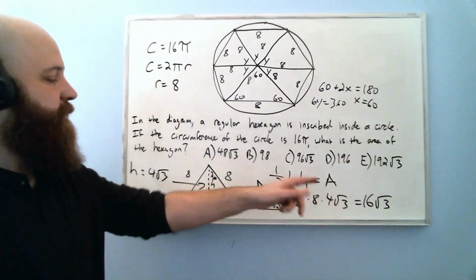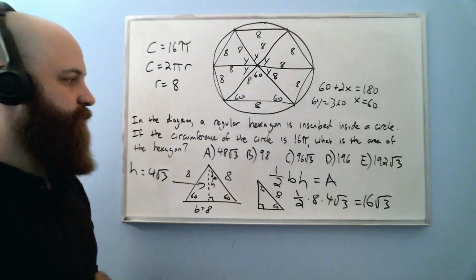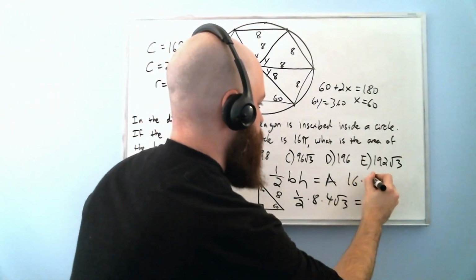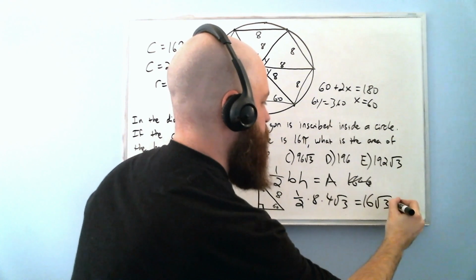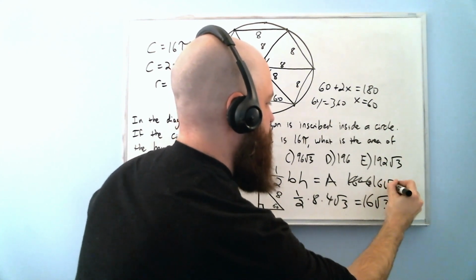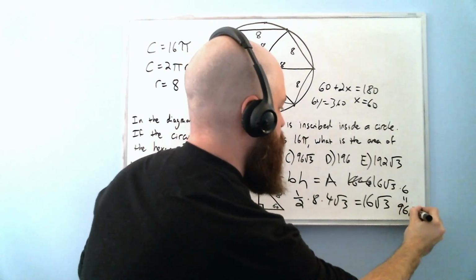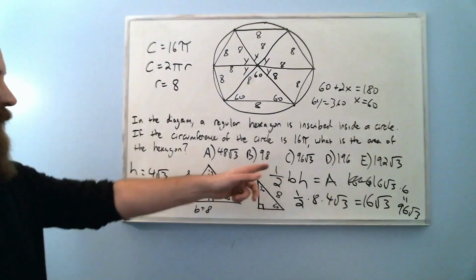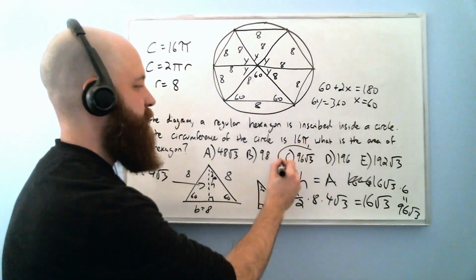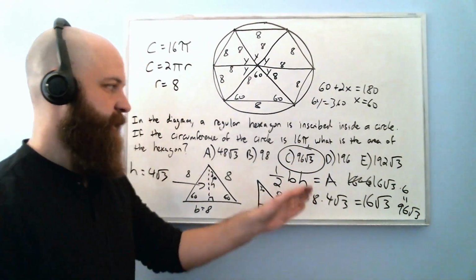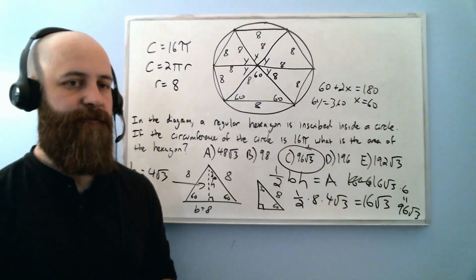How many of those do I have? I've got 6 of them going all the way around. So 16 root 3 times 6 gives me 96 root 3. Okay, and there we are. So the correct answer for this one is C, 96 root 3.